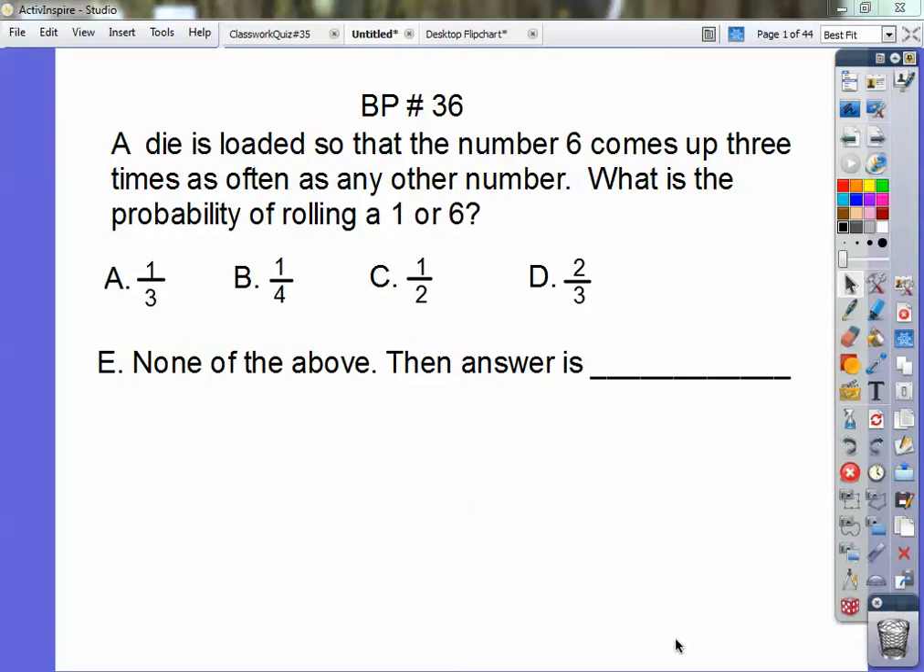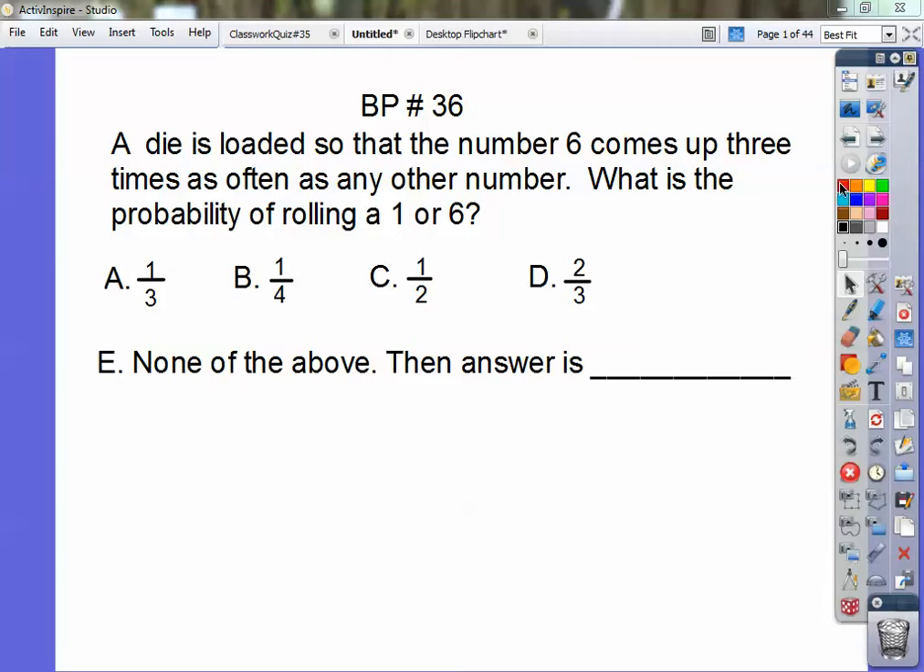So let's begin. Okay, here's board problem 36. A die is loaded so that the number 6 comes up 3 times as often as any other number. So what's the probability of rolling a 1 or a 6? Remember, you can pause this wherever you want to. I'm trying to go fast so it doesn't make these videos too long.